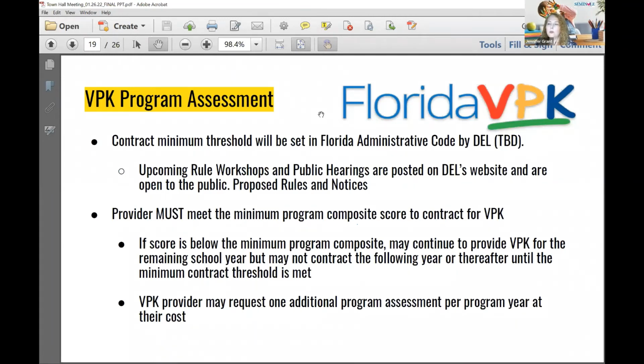You can request one additional program assessment per program year at your cost, and that's how we do it in school readiness as well. We cover the cost initially, and then if you want an additional assessment, we would do that at your cost. The next piece here.